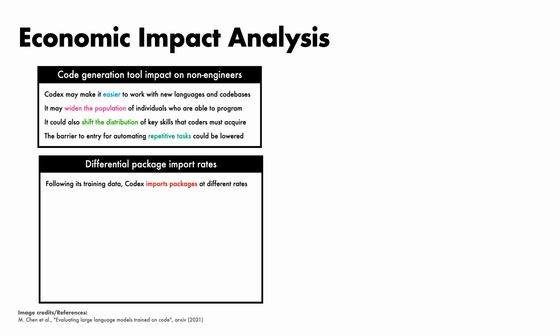In line with its training data, Codex imports Python packages at different rates. From a functionality perspective, this could have negative consequences if a package is unsuitable for a scenario, or positive consequences if the package is better suited in terms of efficiency or security than the one that would have been chosen by the programmer. Given the nature of the model, Codex could increase the dominance of existing influential packages that are heavily represented in its training data. This could have substantial economic impact.